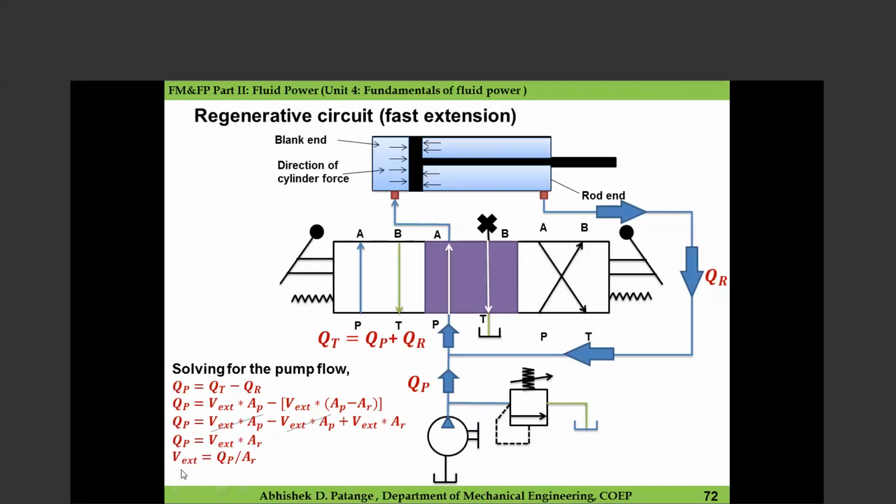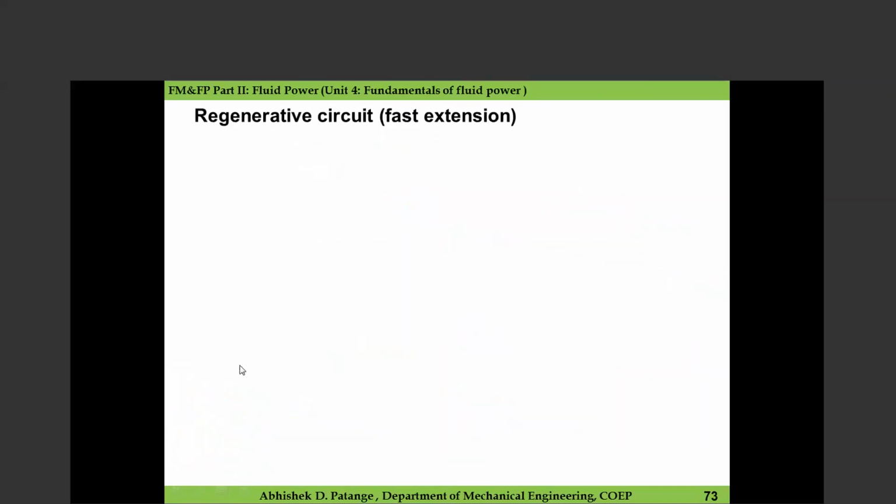Now if you rearrange this, you get velocity of extension equals QP upon AR. If you compare this with a simple double acting cylinder, the velocity of extension is calculated as discharge from the pump divided by area of piston. Here, instead of the area of piston we get the area of connecting rod, so the area is reduced from AP to AR. Obviously the speed of extension will increase. So this is how it can be proved mathematically that using the regeneration principle the extension speed can be increased. I hope this is clear.